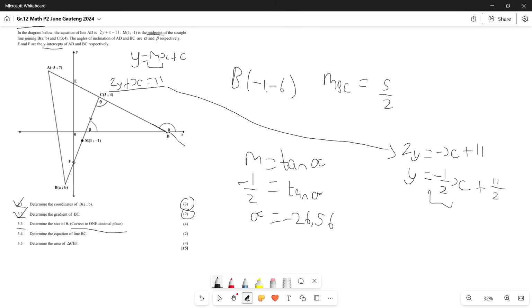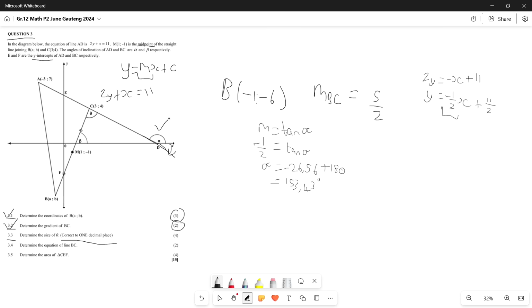Okay, so alpha's value is not that yet, because what has happened is we have a decreasing line. So the negative gradient means we're going to unwrap it this way. So what we have is this value over here, so we're just going to have to add 180 to get to this value over here. Okay, because once we add 180, we're doing angles on a straight line. This -26,56 plus 180 will give us the alpha over there, and our value for alpha is 153,43 degrees.